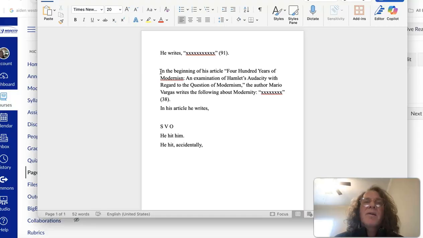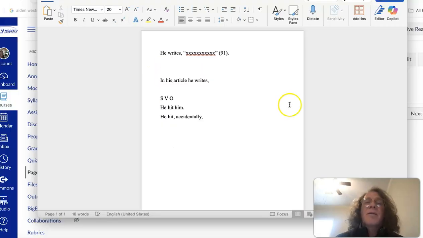So if you begin this way, "In the beginning of his article, 400 Years of Modernism, an examination of Hamlet's audacity with regard to the question of modernism, the author Mario Vargas Llosa writes the following about modernity," you just wasted 4.5 lines, right? I mean, this needs to be completely gone. And here in this example, I'm just going to put a line through it here if I can, right? Yeah, just get rid of that. Okay. "In his article, he writes the same thing." You don't need the "in his article."